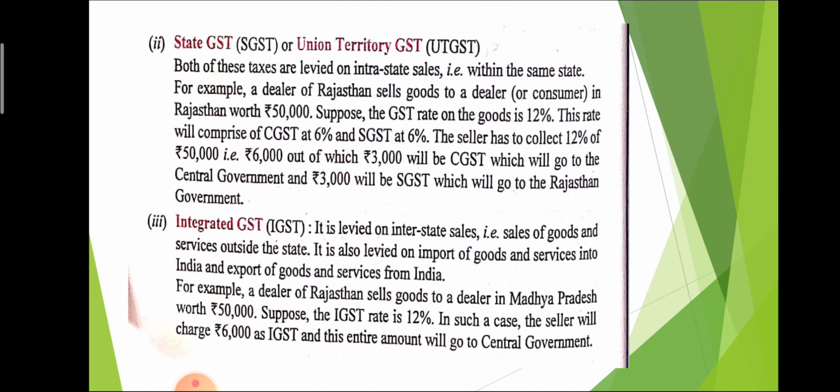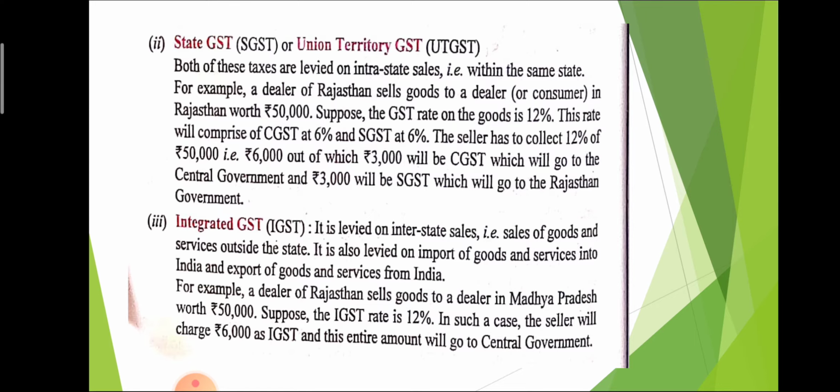If we are selling our goods in the same state, at that time we charge SGST, and where SGST is charged, CGST is also charged. That is compulsory. Where SGST exists, CGST also exists. For example, a dealer of Rajasthan sells goods to a dealer in Rajasthan. It means a transaction in the same state of rupees 50,000 and the GST rate is 12%. So 12% of 50,000 is 6,000.